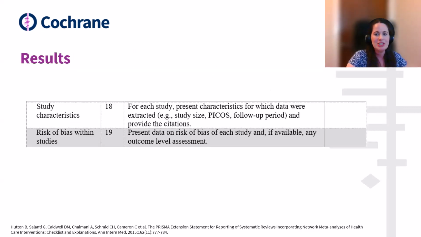The next item in the PRISMA checklist for NMAs refers to the study characteristics, therefore explaining the PICO, the sample size, follow-up time points, etc. Review authors also should present a summary of the risk of bias assessments for each study or each outcome, depending on which tool was used.